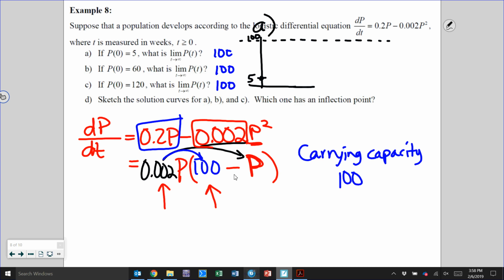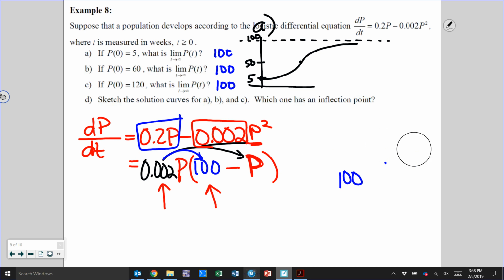Halfway point is 50. So that's somewhere right here is 50. That's where at first we're growing fast, and then when we hit 50, we have an inflection point because now it's still growing, but it's growing at a slower rate. So that's what A is going to look like, okay? And it definitely has an inflection point. But let's go ahead and talk about B and C.